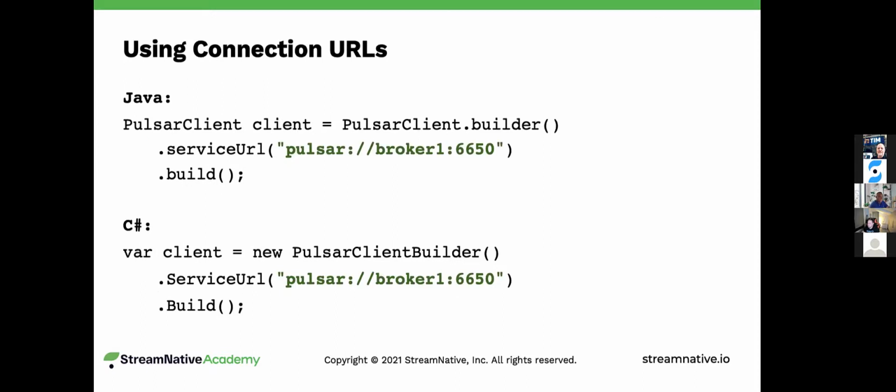This is the basic Java API for building a Pulsar client, right? You basically use the builder pattern. At a minimum, you have to specify the service URL. What you're saying is this is the server and port that I'm going to send messages over using that binary protocol. And similarly, C# does it very similarly. This is sort of the minimum requirements.